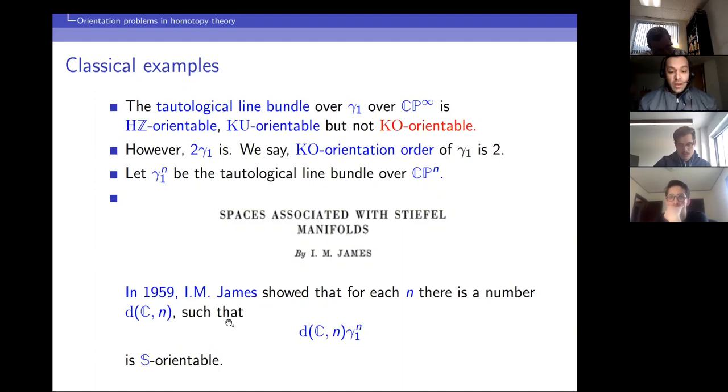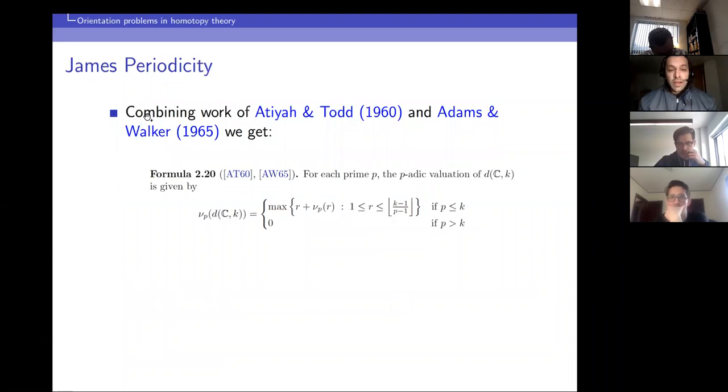But this number was computed later. First, Atiyah and Todd in 1960 showed that certain numbers divide DCK. These are called the Atiyah-Todd numbers. And Adams and Walker went on to show that the Atiyah-Todd numbers are sort of optimal. Atiyah-Todd numbers are defined by what their p-adic valuations are going to be. So this is the formula. Also, this is a display from an unpublished paper that we are writing now. So this can also be thought of as a preview to our paper.